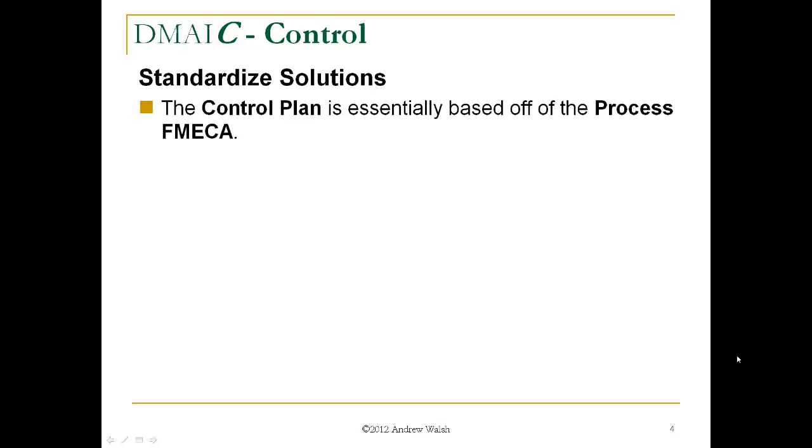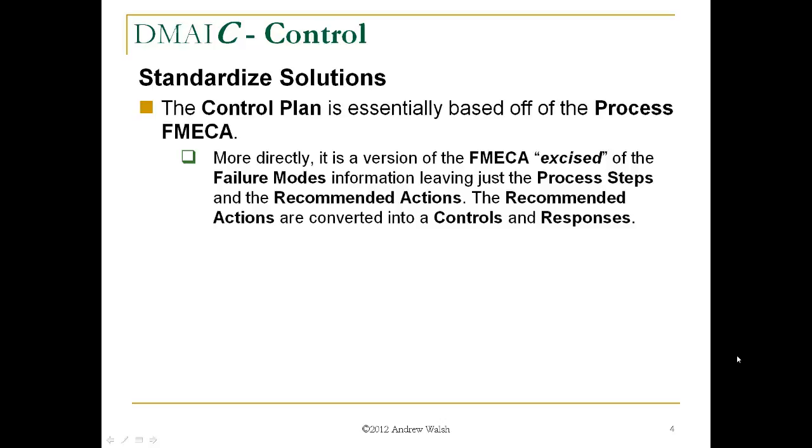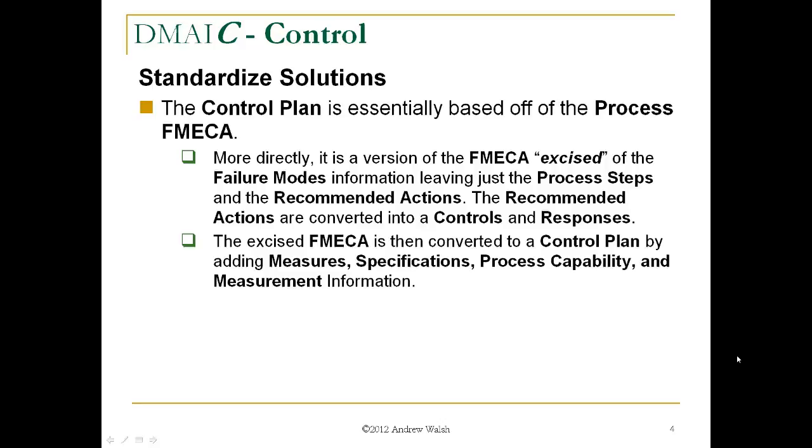The control plan is essentially based off of the process FMEA or FMECA. More directly, it's a version of the FMECA excised, that is removed, where we remove the failure modes information, leaving just the process steps and the recommended actions. The recommended actions are also converted into a controls and responses type of format. The excised FMECA is then converted to a control plan by adding measures, specifications, process capability, and measurement information.